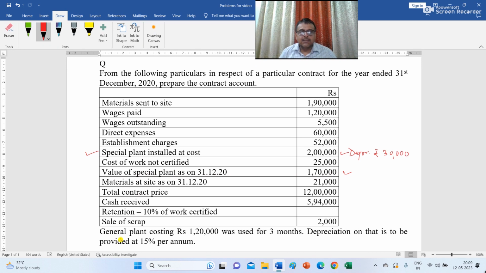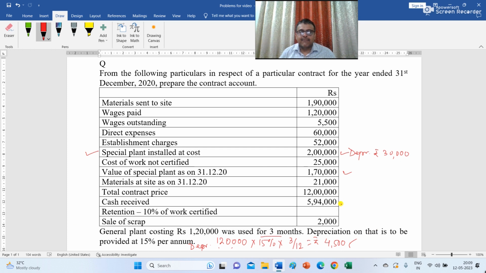There was another plant, a general plant costing 1,20,000, used for 3 months. So depreciation on this plant will be charged on 1,20,000 at the rate of 15%, and the plant was used for 3 months. So 3 by 12, and the amount of depreciation is rupees 4,500. So two depreciation will be charged, one for 30,000 and the other for 4,500.